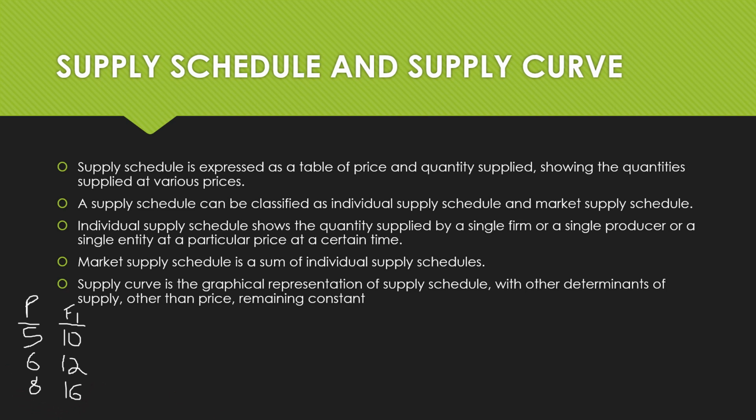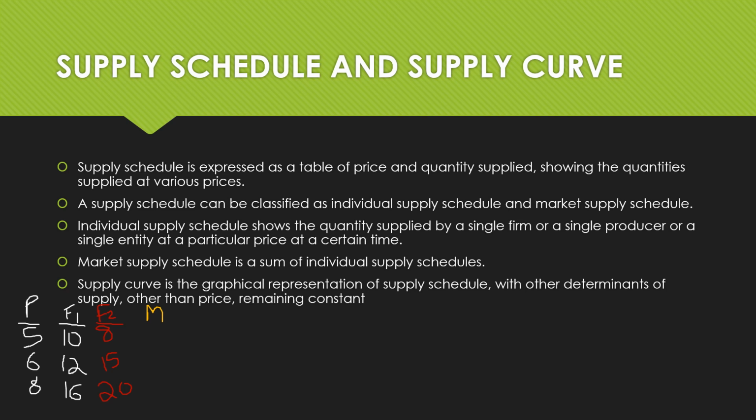Now let's see what a market supply schedule is. Let's say there's my competitor who is also selling chocolates. His shop's name is F2, that is firm 2. At 5 rupees, he sells 8 chocolates. At 6 rupees, he sells 15 chocolates. At 8 rupees, he sells, let's say, 20 chocolates. This is what firm 2 is doing.